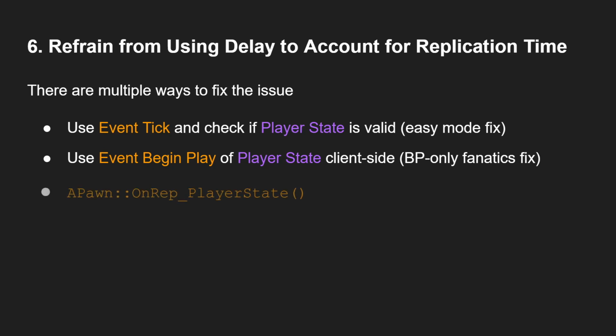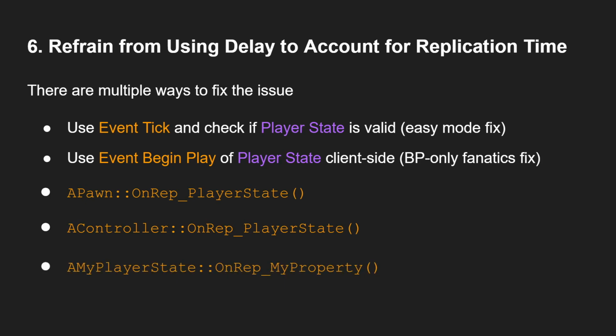What I do advise you to use are the following functions. These functions, of course, are only found in C++. They are not exposed to Blueprint, sadly. For example, you have this OnRep function that gets called when the player state replicates. It's found in the pawn class. I guess it's used more than the one down there, the controller's version.